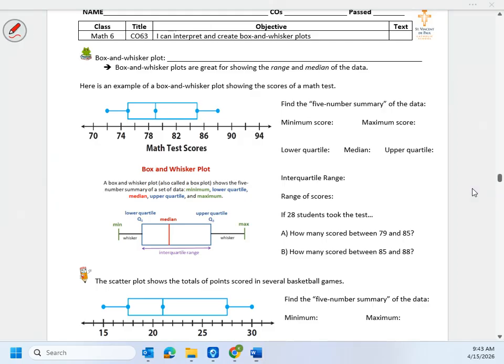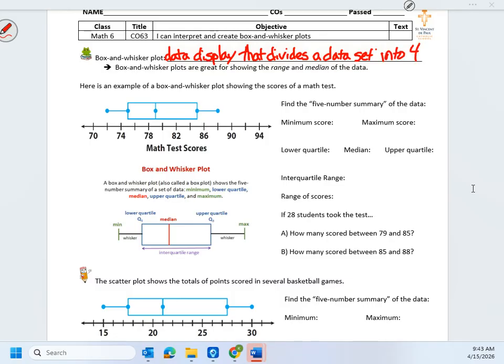So a box and whisker plot is a data display that divides a data set into 4 parts. Those 4 parts are going to be a key thing we have to remember.